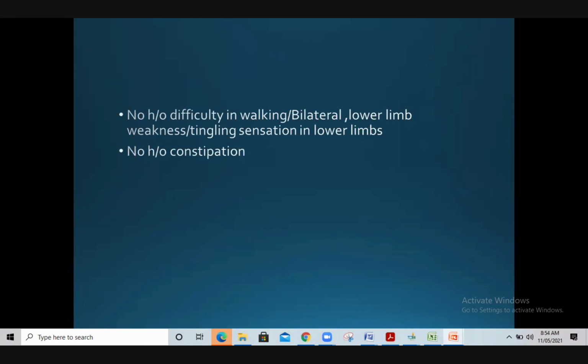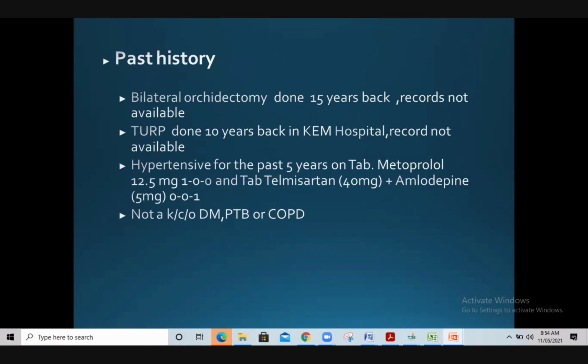The TURP indication, anything is there? Why was he operated for TURP 10 years back? What was his presentation at that time? More than the indication, what else are you interested in? What was his presentation at that time?